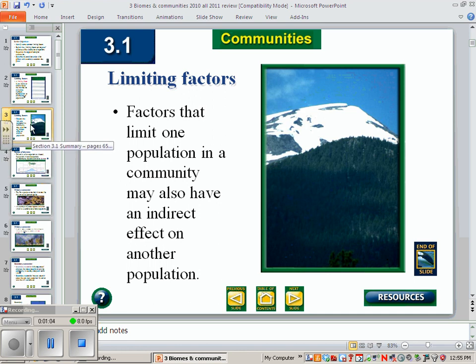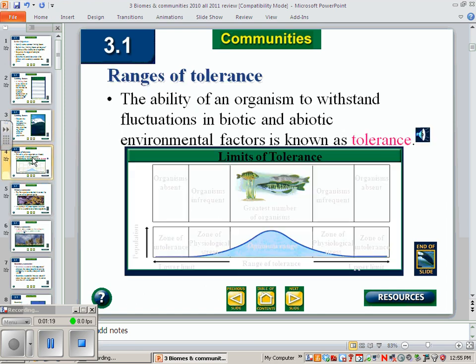An example of this would be if for some reason you suddenly had a fire that went through and burned all the grass, then the rabbits that are in the system may have a harder time surviving, and the fox that feed on those would be impacted also.